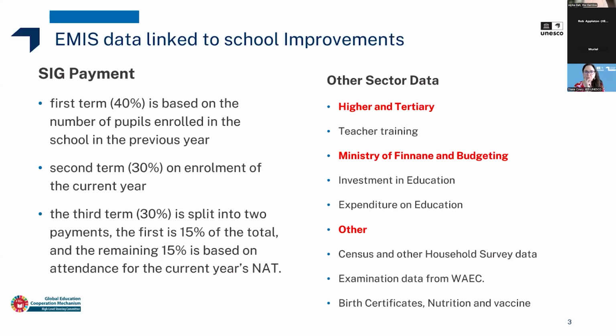So for the second term, before the SIG is paid, we verify the proportion paid. And by the time the school improvement grant is paid to the school, the proportion will be paid based on the number of students who attended the national assessment test. Because in the Gambia, we are lucky that national assessment tests happen in all schools, so it's not a sample. So if you had all the children that you enrolled in September, and the SIG was paid based on that, we need to make sure that the final payment of the SIG is based on the number of children who sat the exam.